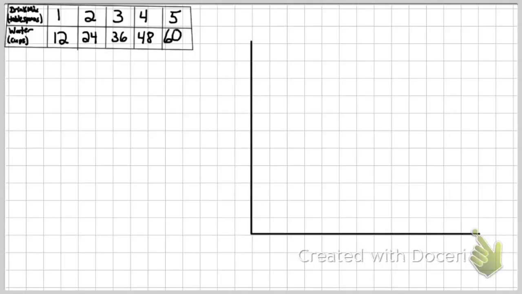I'll make my straight ruler line for my x-axis, making sure there's room underneath for all of my labels. I'll put an arrow in the end and label this the y-axis, an arrow in the end and label this the x-axis, and of course I'm going to label my origin.